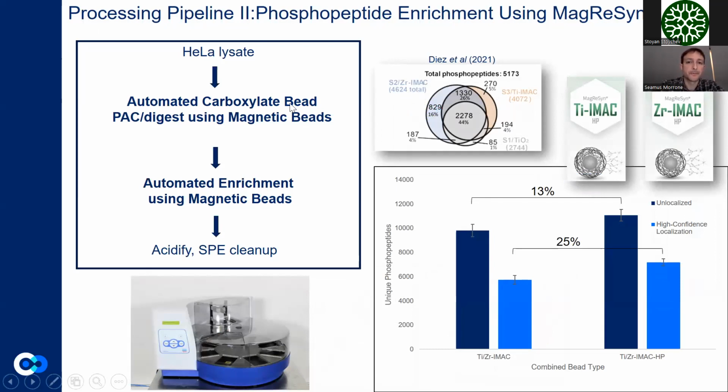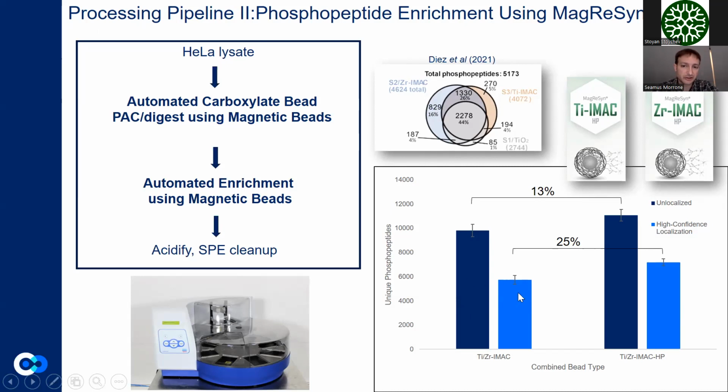proceed with the enrichment. And we have been using a combination of titanium and zirconium IMAC beads provided by ReSyn for our enrichments. Mainly this combination is because a study came out just 2 years ago showing that zirconium and titanium capture slightly different distributions of phosphopeptides. And so in order to get a larger range of chemistries of our peptides, we combine both of them.